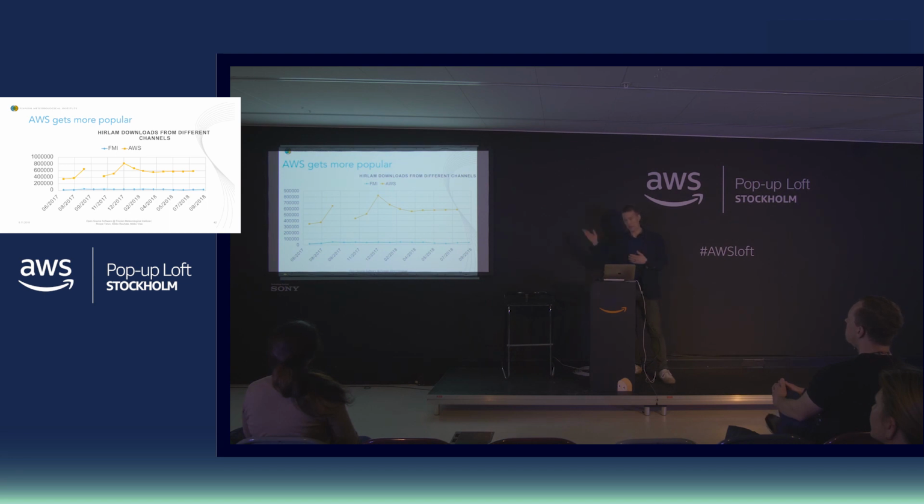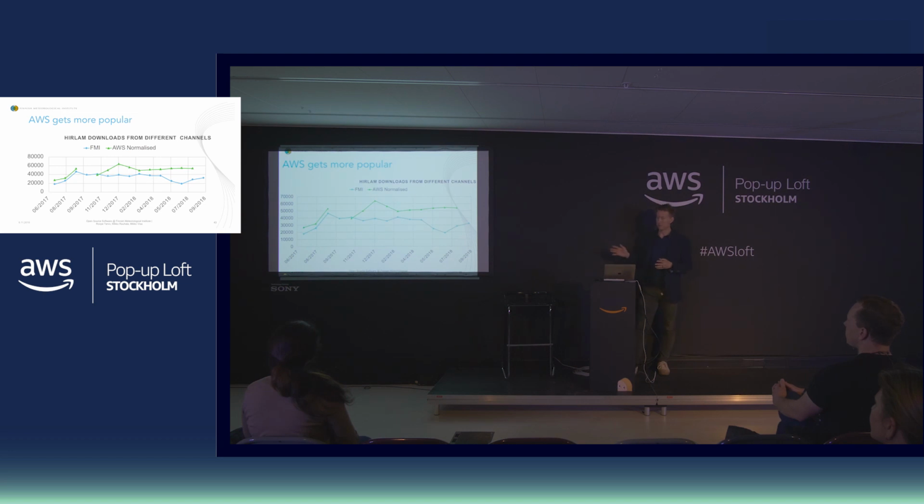So we have to normalize this data a bit. And if we assume that every Amazon AWS user downloads everything from one model run, we get this plot. And from here, the green line is Amazon and the blue line is FMI. We can see that we get almost double as many requests to Amazon as FMI. So it's kind of twice as popular as FMI.